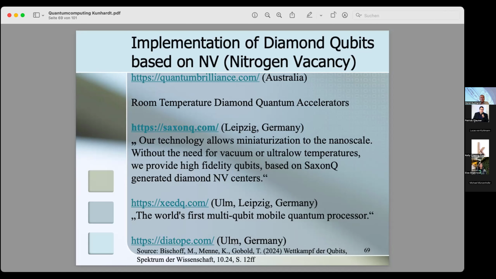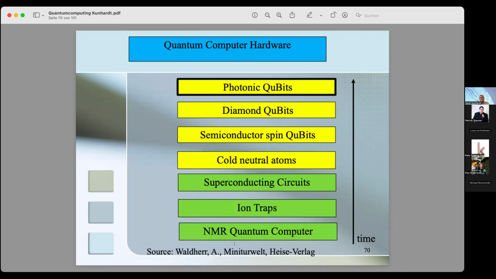And the next center is around Ulm and Leipzig. And they say they have the world's first multi-qubit mobile quantum processor. Another startup is Diatope in Ulm, Germany. So please refer to the websites, look around, read the white papers, and see how the technology is developing.